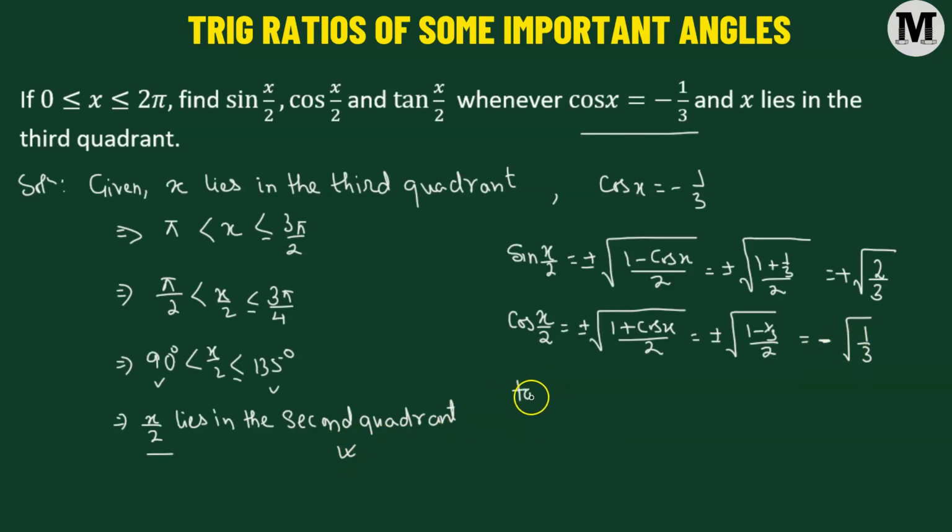Fine. And then finally, we will find out the value of tangent of x over 2, which is simply the ratio of sine x over 2 to cosine x over 2. This will be equal to square root of 2 over 3 divided by negative square root of 1 over 3. So this is going to give us the value negative square root of 2. The value comes out negative because tangent of x over 2 lies in the second quadrant, where it is negative in nature. So hence we have successfully obtained the value of sine x over 2, cosine x over 2 and tangent of x over 2.